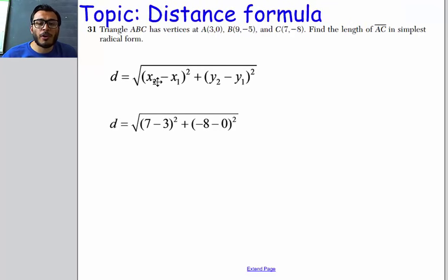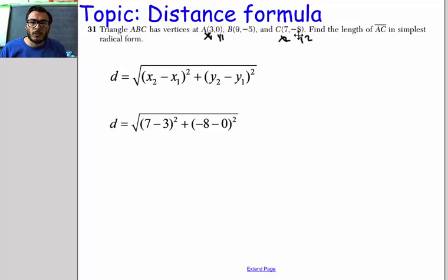So for number 31, we got ourselves a distance formula question, and we want to find the distance of AC. So if that's the case, we know that we only have to focus on the coordinates of point A and the coordinates of point C. So I'm going to go ahead and label this x1, and this will be y1. So we got x1, y1. And then this will be x2, and this will be y2.